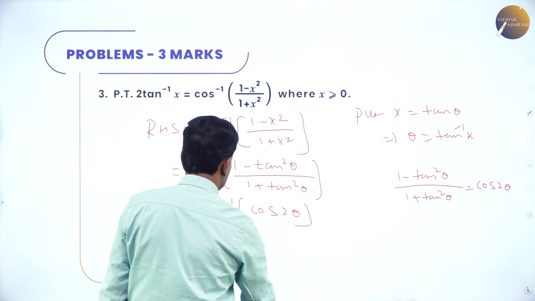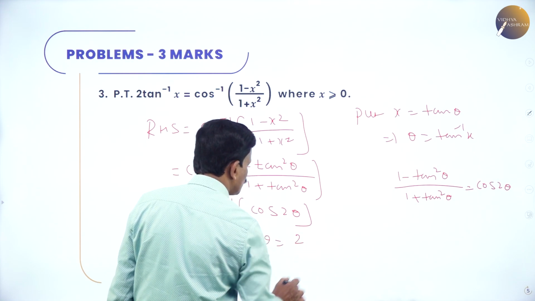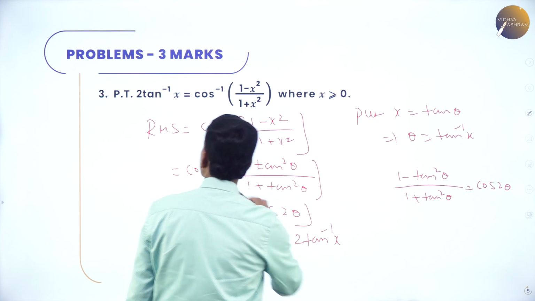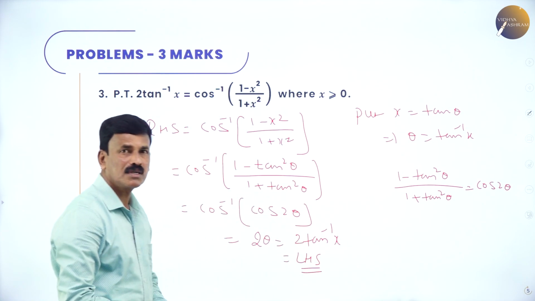Now cos inverse of cos 2 theta is equal to 2 theta. Now substitute the value of theta. What is theta? Theta is equal to 2 tan inverse of x, which is the required LHS. That's it. Very simple. Hope you followed.